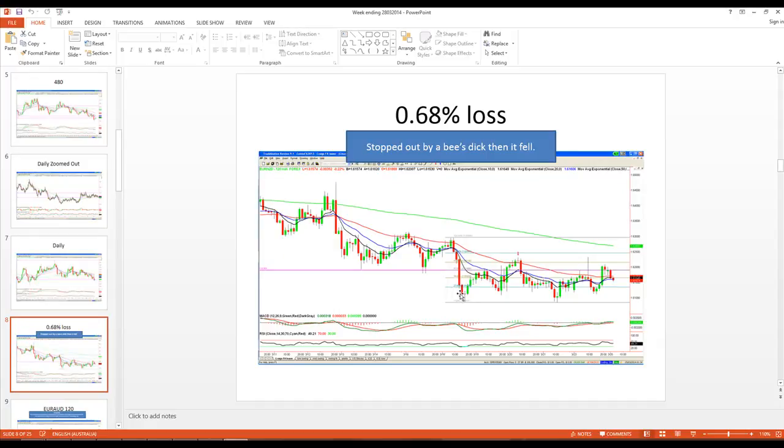Alright, this was a cluster trade. I actually stopped out by a bee's dick, as I call it, which is a very small margin. I didn't realize that was going to pop up there, guys. Totally random choice here for this week, but yeah, as you can see there, it was a loss. Obviously the risk was managed there, and there was a losing trade on that.